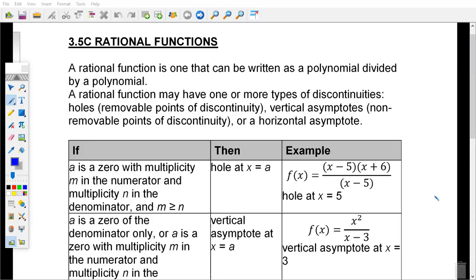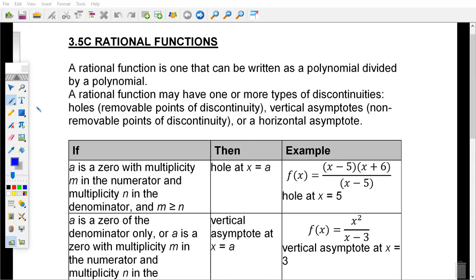All right, so we're on 3.5C, rational functions. A rational function is one that can be written as a polynomial divided by a polynomial. So it's just a polynomial divided by another polynomial. That's it. A rational function may have one or more types of discontinuities.